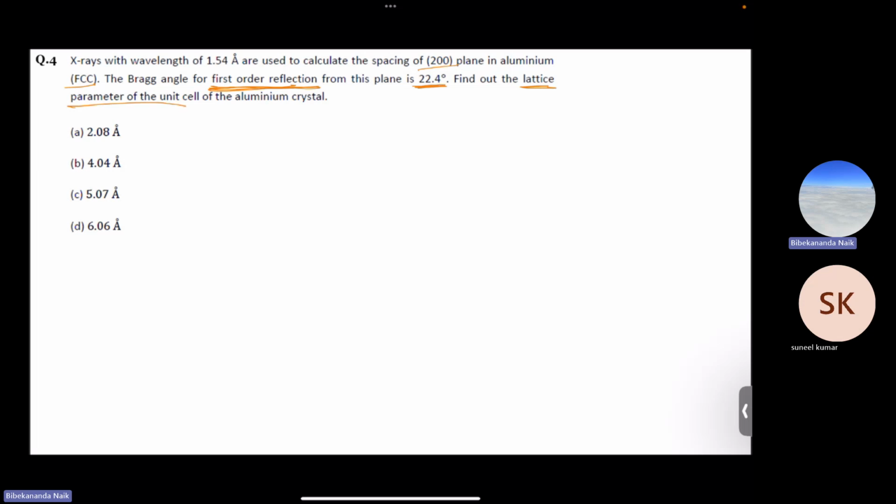The options are option A 2.08 angstrom, option B 4.04 angstrom, option C 5.07 angstrom, or option D 6.06 angstrom. I request you to try this question. Since it is pretty much similar to the previous question, I think you won't face any problem. After calculating, we will discuss the next question.